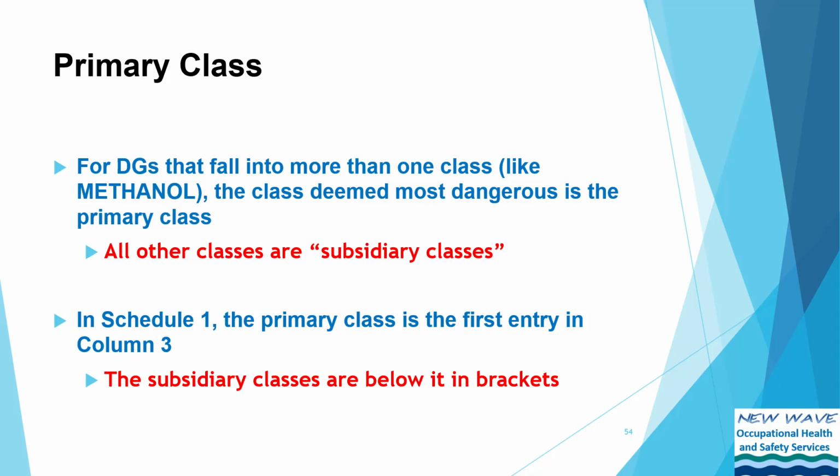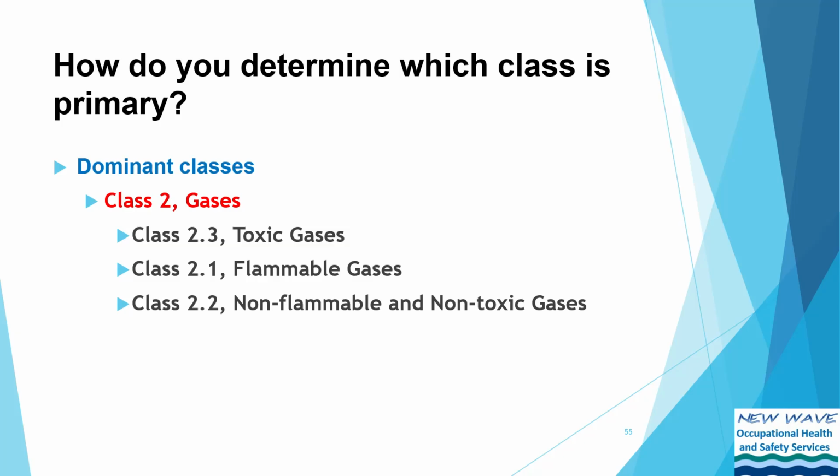The basic rule is that for dangerous goods that fall into more than one class, like methanol, the class deemed most dangerous is the primary class. All of the other classes are subsidiary classes. But that still doesn't answer the question about how you determine which class is most dangerous. Basically, there are two ways.